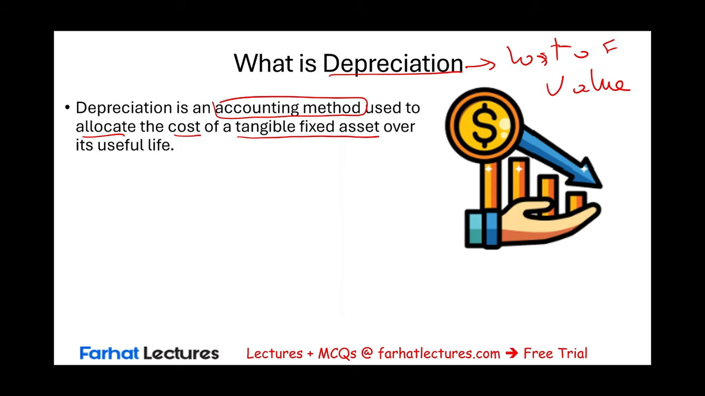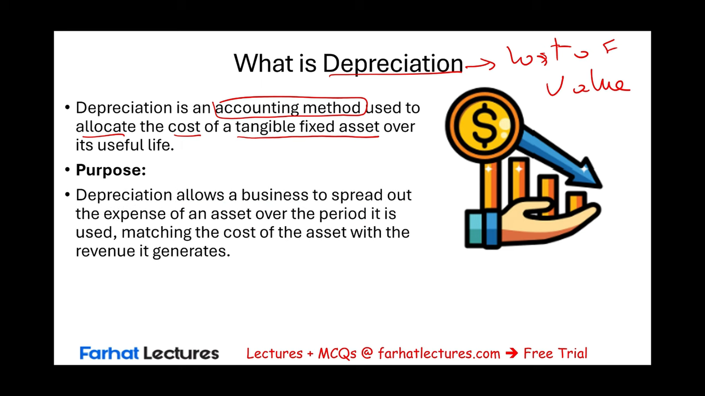What is the purpose of it? Well, the purpose is to allow a business to spread out the expense of an asset over its period, matching the cost with the revenue generated. Let me explain. Let's assume you purchased a vehicle, a delivery car for your business, and the company paid $10,000. This is the cost. The cost is an asset.